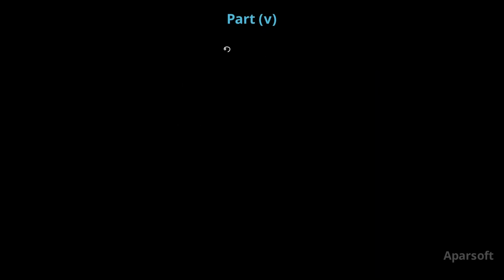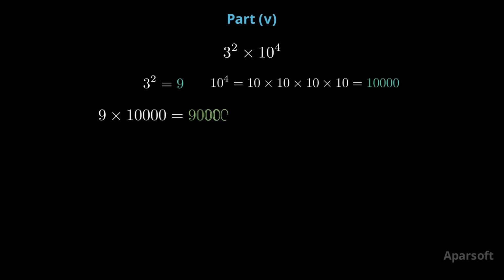Part 5, 3 squared times 10 to the power 4. You know the drill. 3 squared is 9. And 10 to the 4th, that is 10 times 10 times 10 times 10, which is 10,000. 9 times 10,000 equals 90,000. Easy.